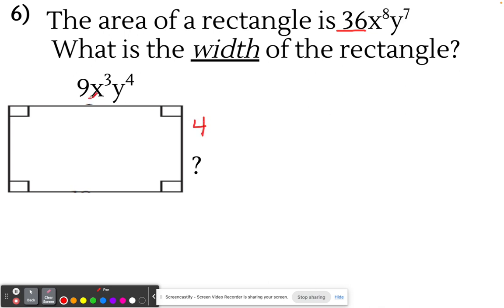I have x to the 3rd power here, and I need x to the 8th. So what does my exponent on my x have to be? 3 plus what will give me 8? That has to be 5. And my y, I have a 7. This is 4. 4 plus what will give me 7? My y has to be 3. So 4, x to the 5th power, y to the 3rd power. That wasn't so bad.